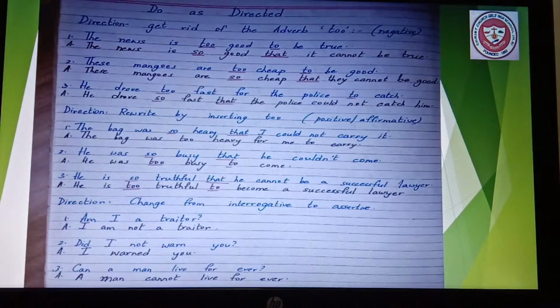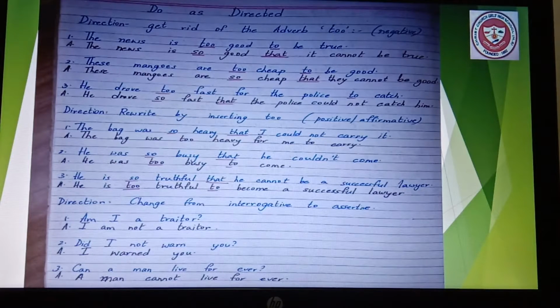Similarly, the third one: he drove too fast for the police to catch. Next, he drove so fast that the police could not catch him. Another thing you have to notice is that when I'm removing "too," I have to remove "to" as well, and in that place, I am including "so" and "that." So, "so... that." Instead of "too" and "to," I'm using "so" and "that." But here you see very well that the meaning of the sentence does not change. This is what I am hinting at. The meaning should not change, only the form of the sentence should change.